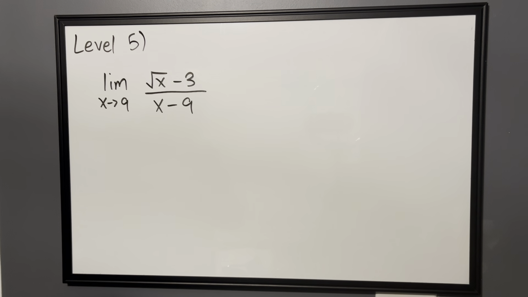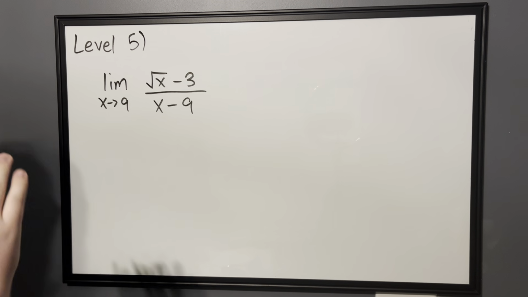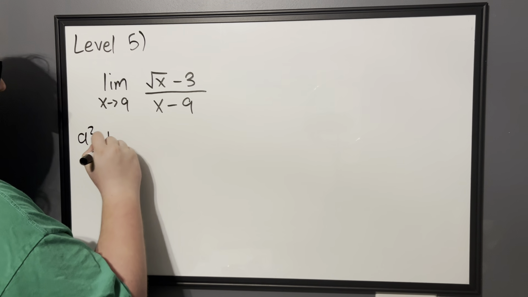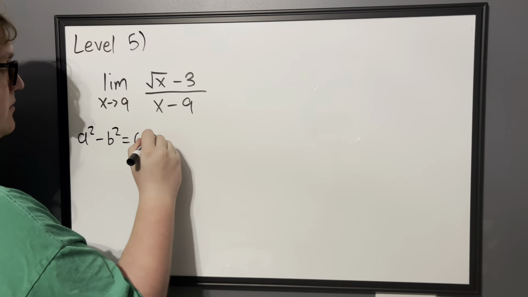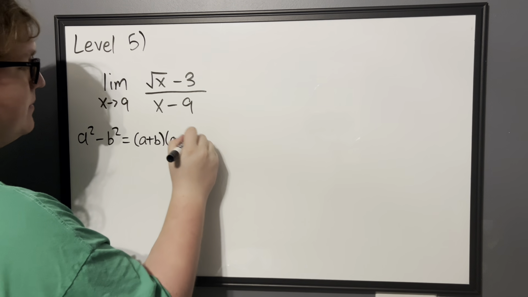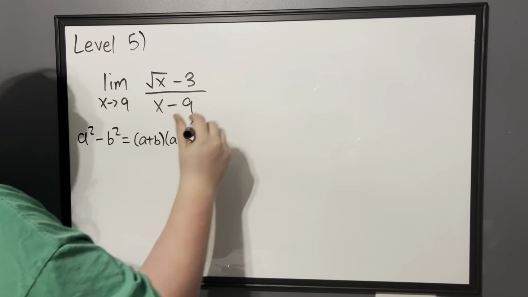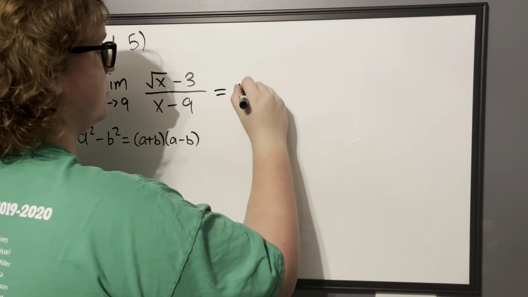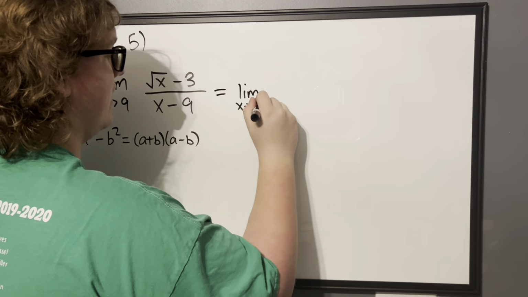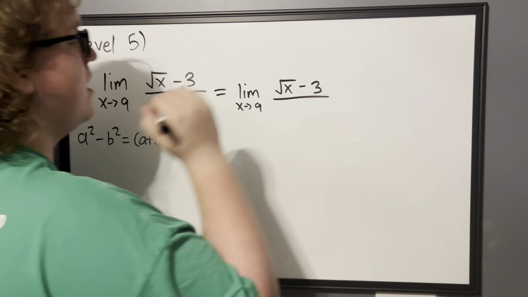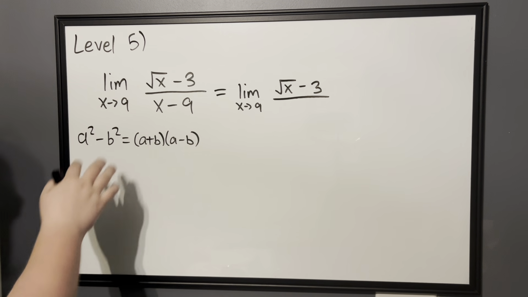So what we're going to do is use difference of squares again. Now, it's not as clear for this one, I agree. Remember the difference of squares rule is a squared minus b squared can factor to a plus b times a minus b. That is the rule. It's not clear, but this denominator right here is going to be a difference of squares. So we're still going to have the limit as x goes to 9. The square root of x minus 3 will stay in the top. But the bottom, we're going to factor using this.